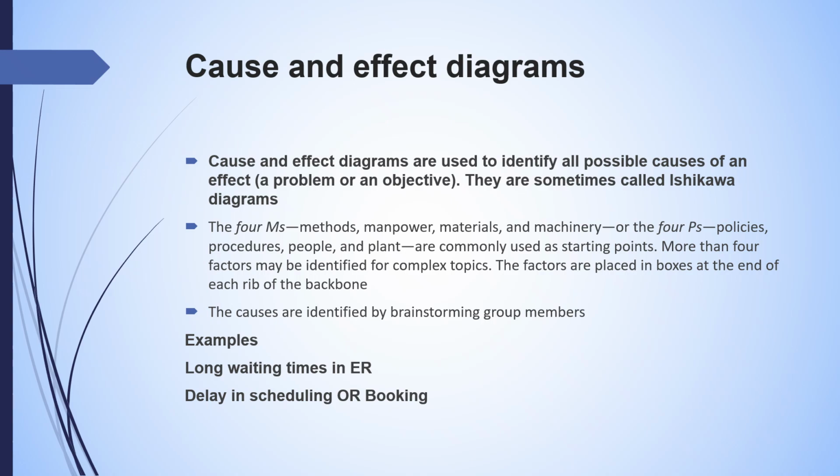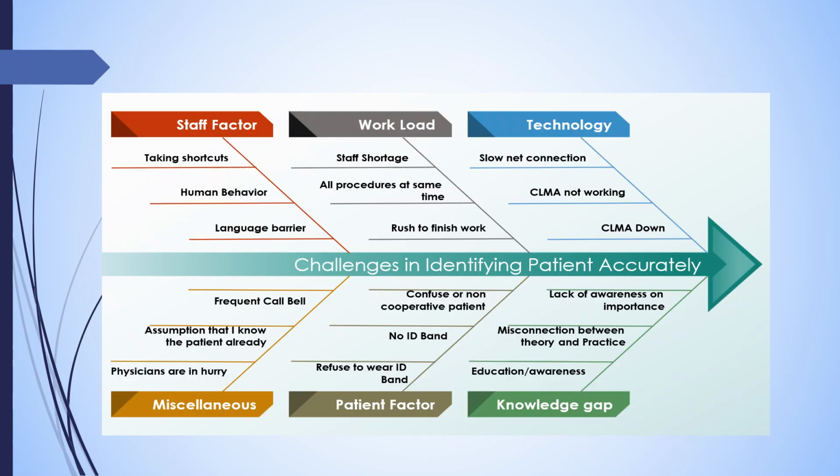So if there is an issue, so we find out some problem and then we brainstorm and we identify the causes by a group of people, like let's say 10 people from different areas, and then we brainstorm them. So we identify what is the real cause of this problem. So let's go to an example here.